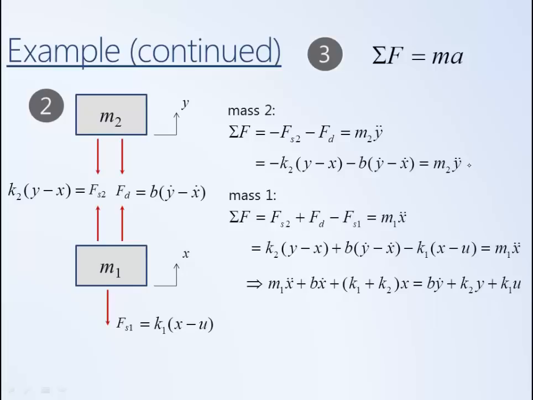So we have m2 y double dot on one side. We have negative b y dot, which when we move it to the right hand side becomes positive. We have negative k2 y, which when we move it to the right hand side also becomes positive. On the other side, the negative k2 x multiplying the negative x becomes positive. Same thing with the negative b multiplying the negative x dot becomes positive.